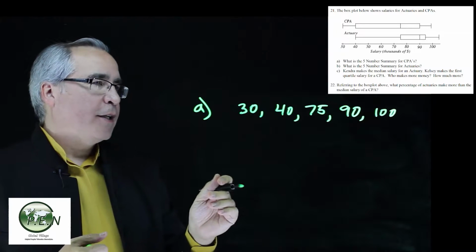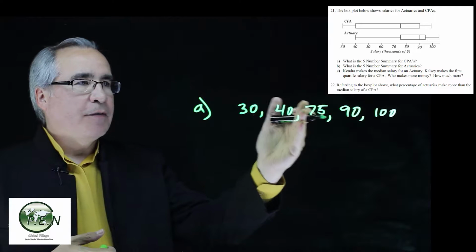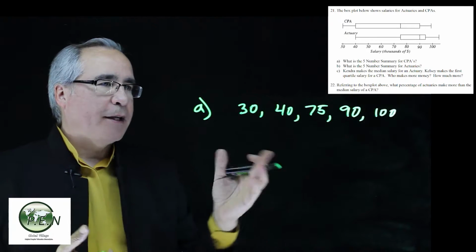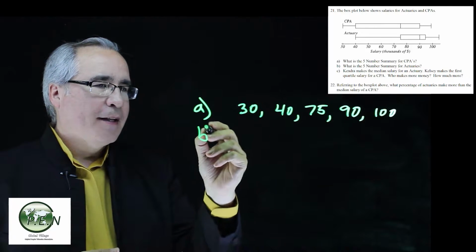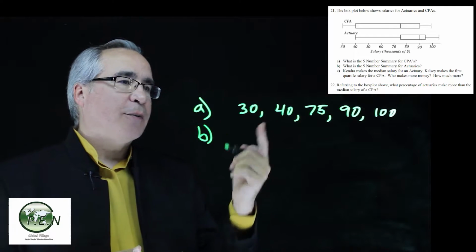Remember, each one of these includes 25% of the data. At 75, there's 50% of the data below, 50% above, and so forth. For the B question, we want to do the same thing, the 5-number summary, but this time for actuaries.